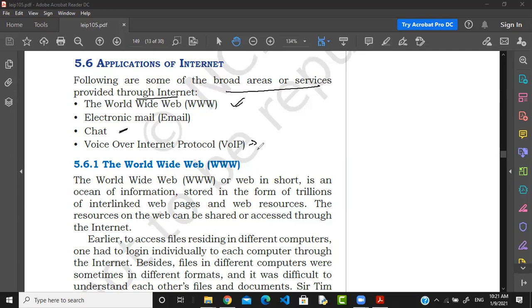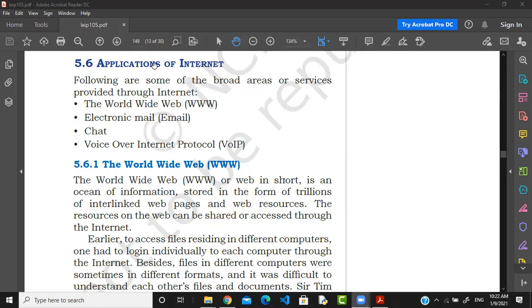I am taking your class online. So what happens? My audio is converted into a signal in data form. This is called voice over internet protocol. We also make telephone calls through the internet. WhatsApp calling, what is this? This is voice over internet protocol. So several uses are there. There are four applications of this, and you have to understand this.